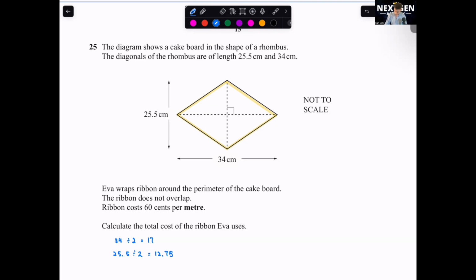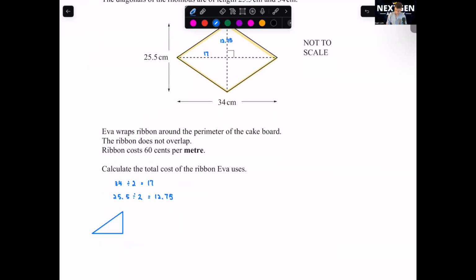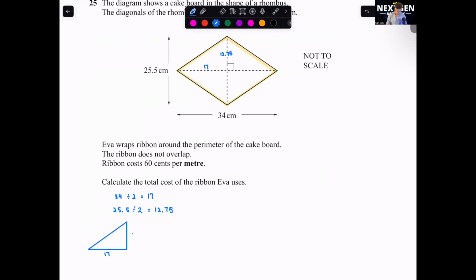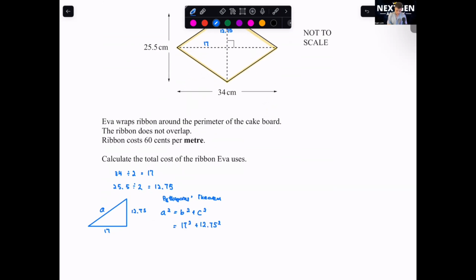So these two parts: this is 17 cm, and here is 12.75 cm. We want to find the hypotenuse, so we use Pythagoras theorem. Let's call this A. A squared equals B squared plus C squared. This is 17 squared plus 12.75 squared. This will be 451.5625. For the A value, you have to square root this.